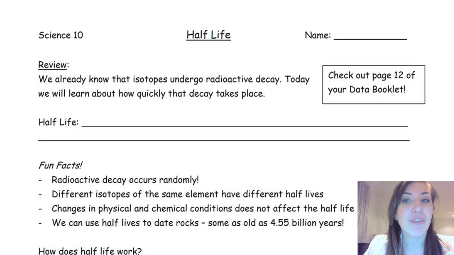There are a couple things that we already know. We already know that isotopes undergo radioactive decay. When they're unstable, they are going to release energy until they come to a stable place in their nucleus. So today we're going to talk about how quickly that occurs.